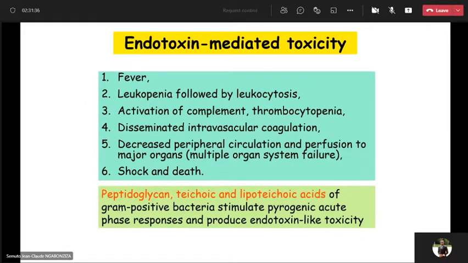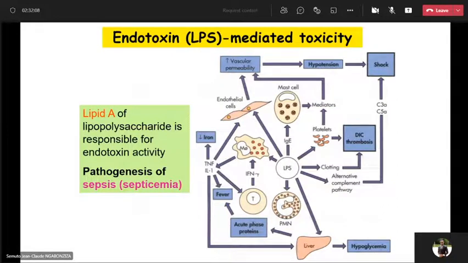Some others will produce endotoxin, and endotoxin-mediated toxicity will lead to fever, leukopenia followed by leukocytosis, activation of complement, thrombocytopenia, disseminated intravascular coagulation, decrease in peripheral circulation, and shock and death due to this endotoxin. The name here is lipopolysaccharide. I think you have seen this.